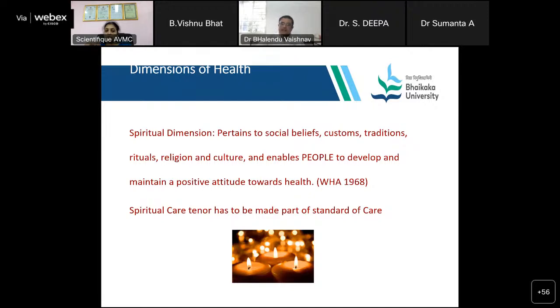And the spiritual care tenor. So we have a physical care tenor. We were discussing a few minutes ago that patients come for disease, so they need a physical care tenor. There is suffering, so they need a psychological or emotional care tenor. And they need healing, so they need a spiritual care tenor. So the spiritual care tenor has to be made part of the standard care.